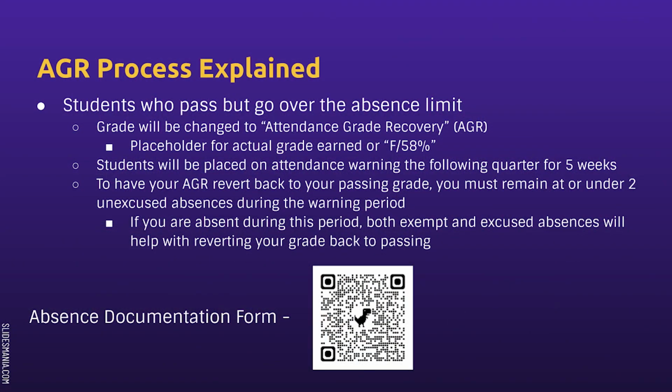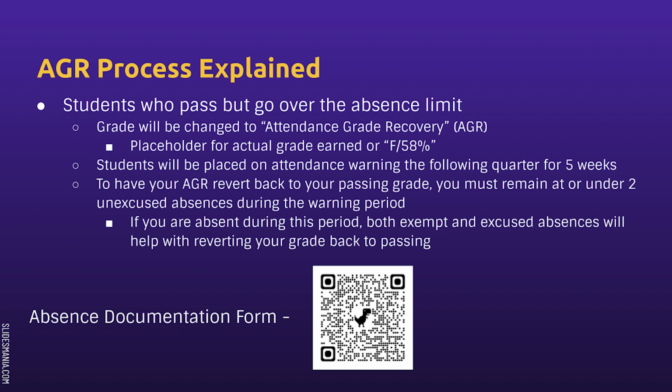So students who passed quarter 1 but went over the attendance limit during quarter 1 now have this AGR sitting there as a placeholder. The way you could look at it is a warning. You're not failing, but it is a warning that you might fail. And why it goes there is because you have many unexcused or excused absences. Again, there's a difference between exempt and excused. So if you have more than the allowed unexcused, or you have more than the allowed excused in a quarter, you'll have this AGR sitting there for 5 weeks.